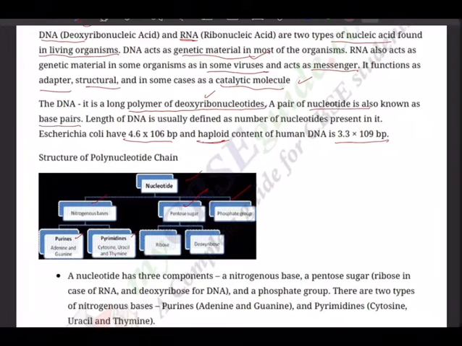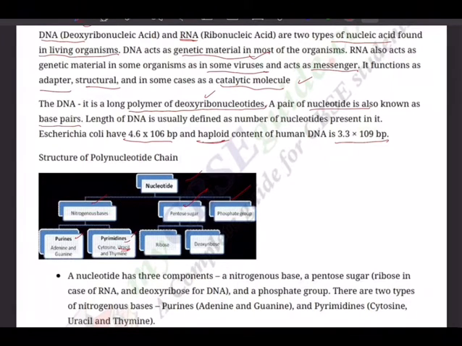Pyrimidines are cytosine and thymine, whereas one more is there, that's called uracil. This uracil is present in RNA in place of thymine. So totally five nitrogen bases will be there: adenine, guanine, cytosine, thymine and uracil.